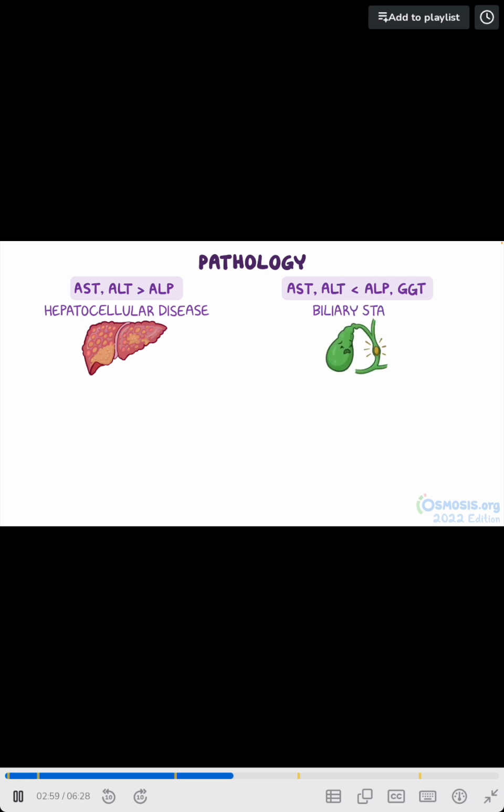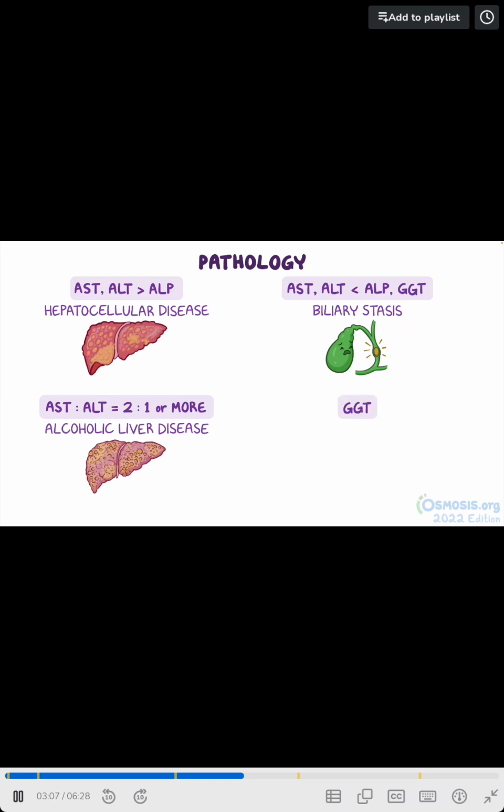If AST and ALT are higher than ALP, the cause is likely hepatocellular disease. On the other hand, when ALP and GGT are higher than AST and ALT, the cause is most likely related to biliary stasis. For clients with alcoholic liver disease, the AST to ALT ratio is typically 2 to 1 or more, and the GGT level is also useful in detecting chronic alcohol ingestion.